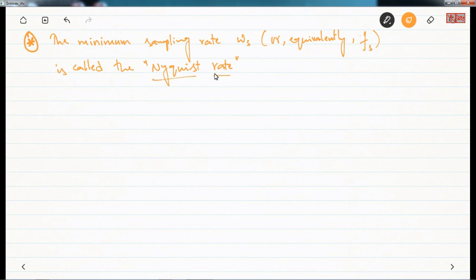Why? Nyquist is a scientist at Bell Labs in the United States of America. So there used to be this Bell telephone systems. So at Bell Labs, in the 1920s he wrote a paper on the sampling theorem. And he derived this lower limit, and that's why it's named after Nyquist. So it's called Nyquist rate. So Nyquist rate is also equivalent to Nyquist frequency. So Nyquist rate, Nyquist frequency, Nyquist sampling frequency, all these are the same things.